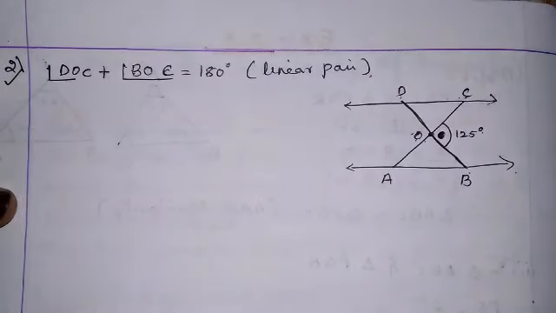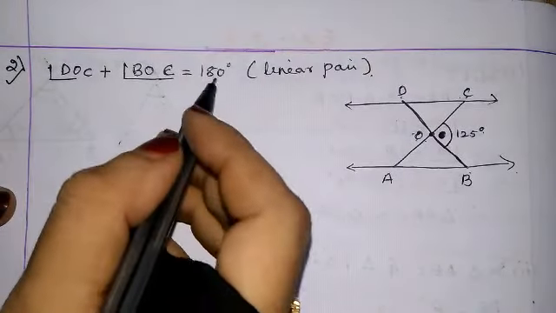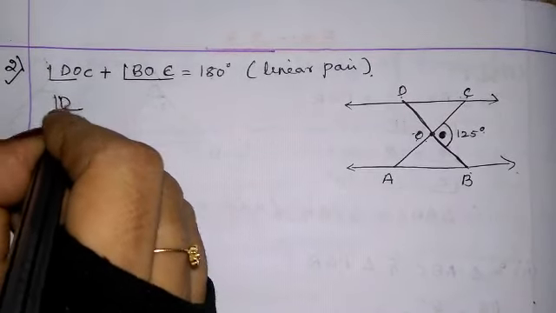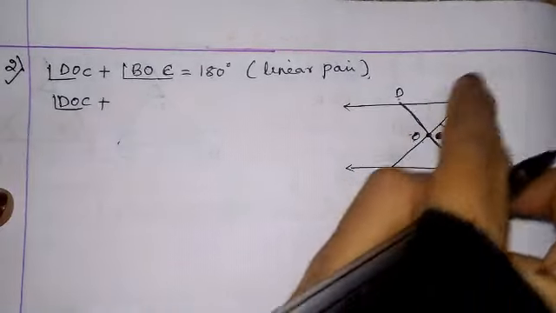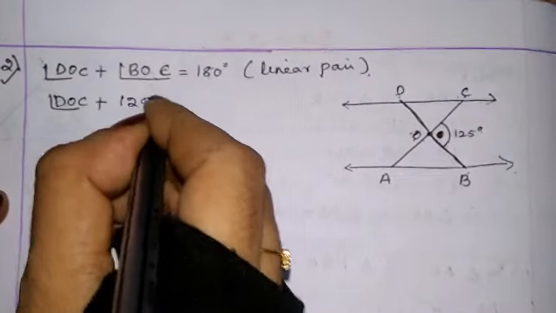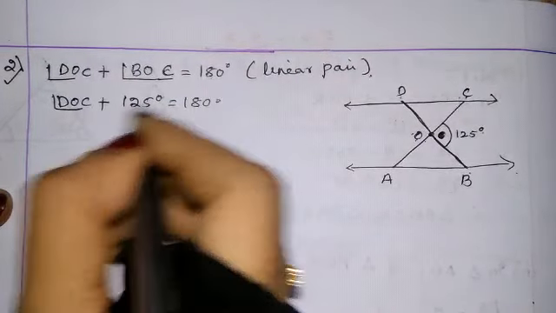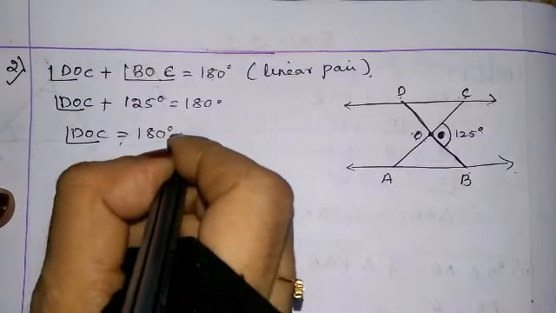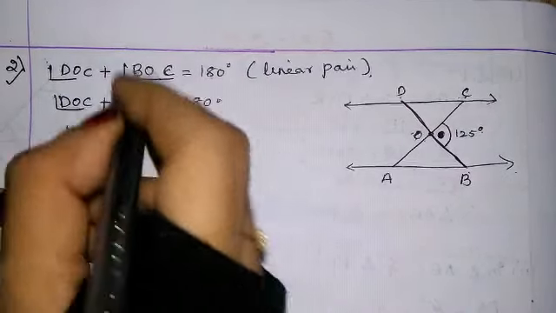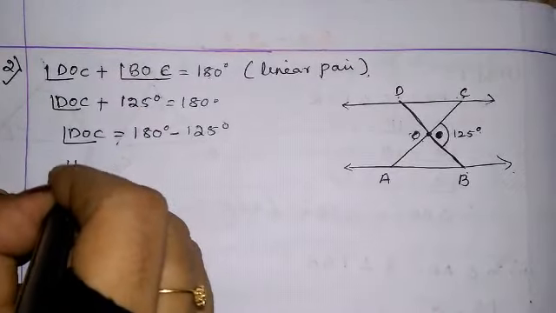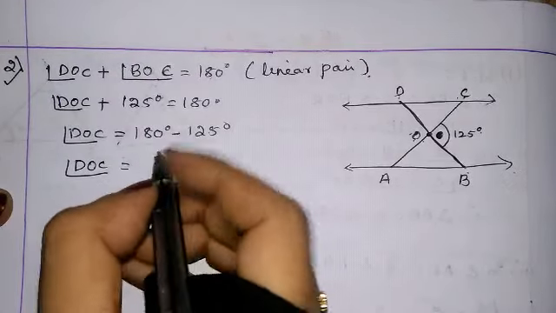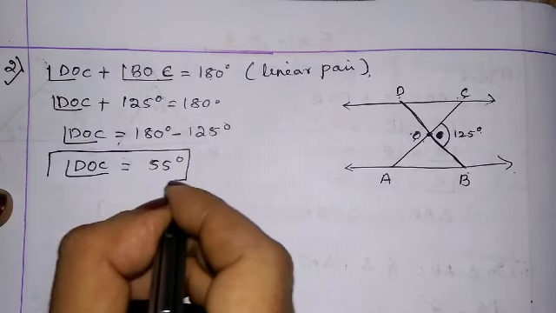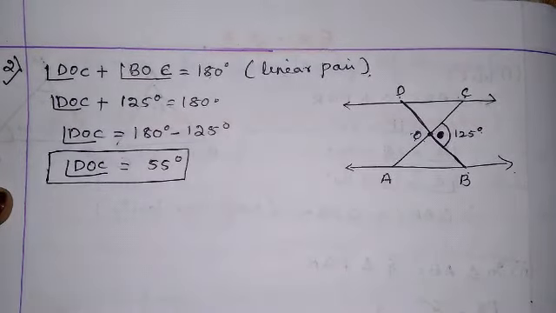You people have learned this in your previous classes. When we have a linear pair, the sum of all the angles is 180 degree. DOC we don't know, but BOC is 125, so DOC plus 125 is equal to 180 degree. DOC is equal to 180 degree minus 125 degree. If I bring 125 this side, DOC is equal to 55 degree. We got DOC, the first answer.